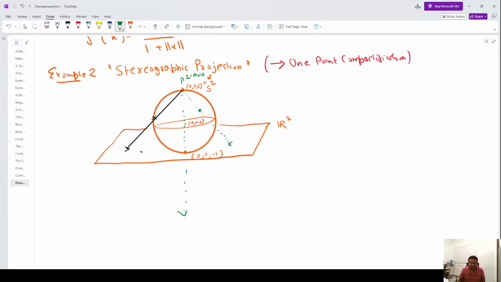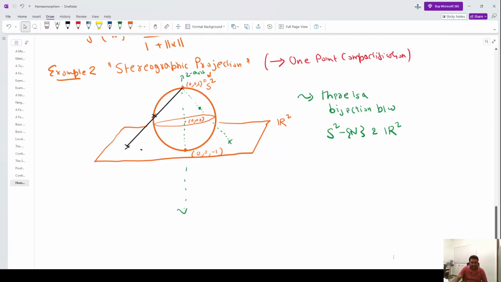So what this tells me is there is a bijection between S2 minus this North Pole and R2. What we will prove is this is not just a bijection, this is also a homeomorphism, meaning it is continuous and its inverse is also continuous. So let us now formally define the maps.